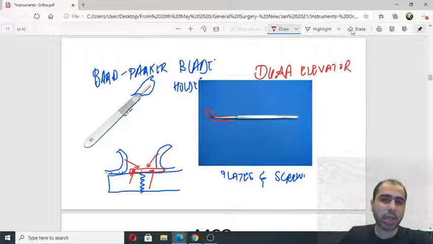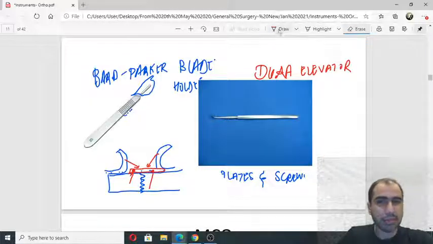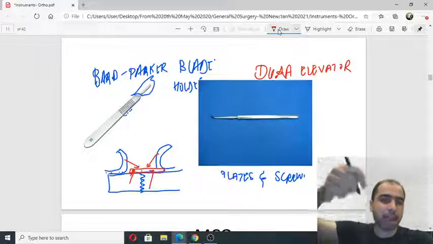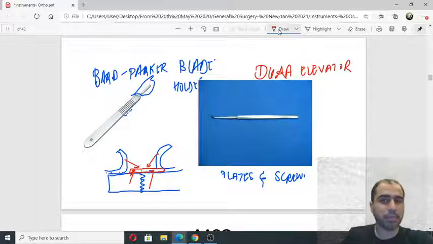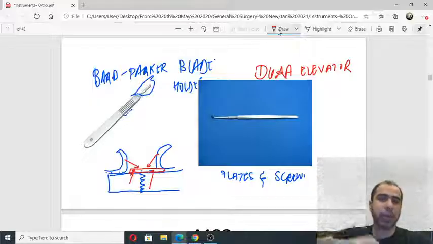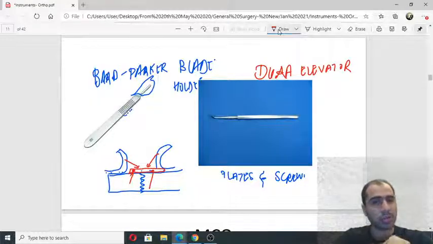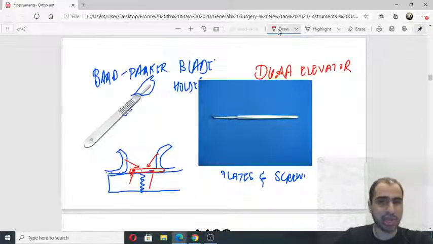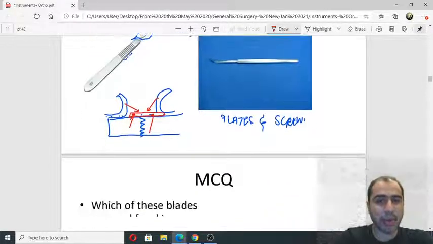I don't think they'll ask this in the exam. It's a very core neurosurgical instrument. I elevate the dura like a flap, and then I go about doing my surgery. After the surgery is done, I put the dura back and I suture it. So that is the dura elevator. I don't know whose name it is named after, don't ask me.